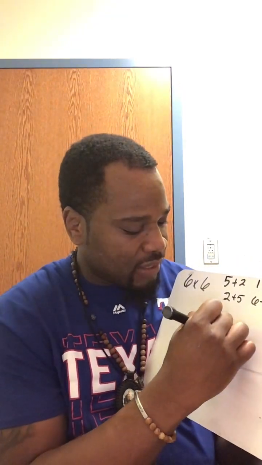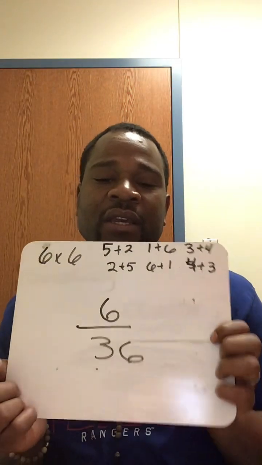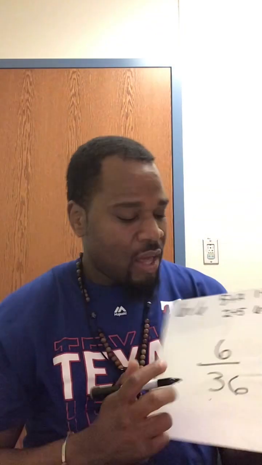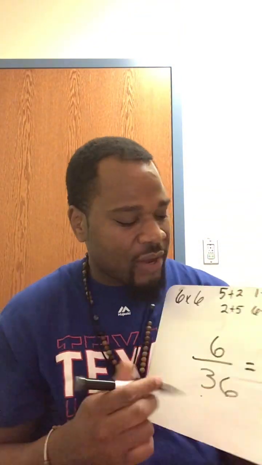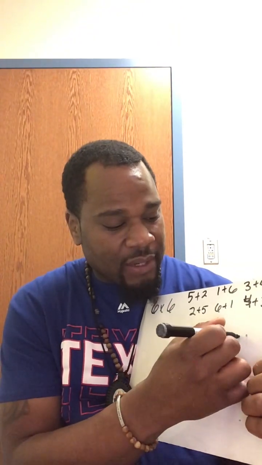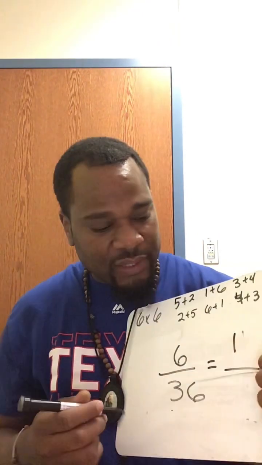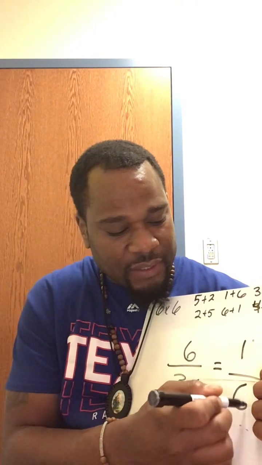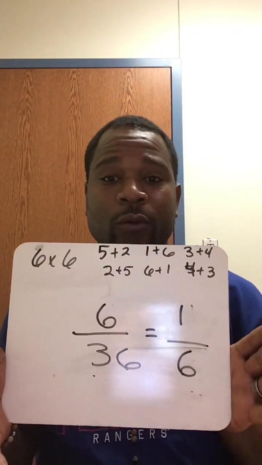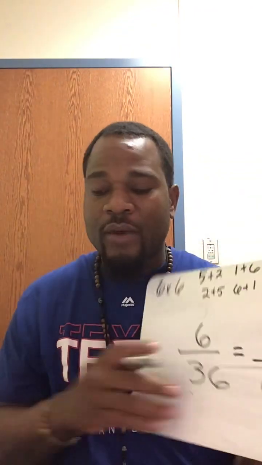So I will add my 6 to the top of my fraction. Now I have 6 over 36. That fraction can be reduced. I'm going to reduce it all the way down, which means I divide by 6. 6 divided by 6 is 1. 36 divided by 6 is 6. And then I will come up with 1 over 6. That's one possible way to do it.